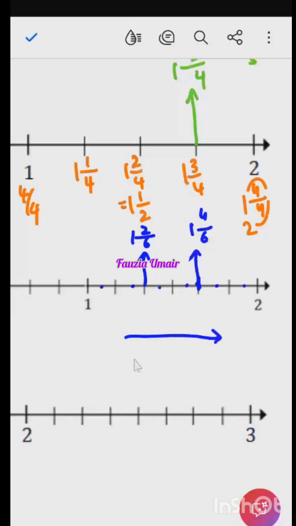At the seventh point. At which position? Seventh position where? On this side or on this side? Right side, the second side. Okay, this is 2 whole 7 by 8. 2 whole 8 by 8 is basically 3. So 2 whole 7 by 8 is very close to 3. That's why it will lie here.